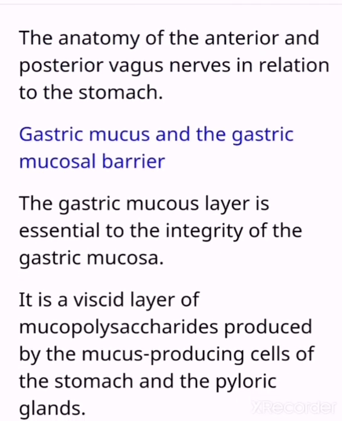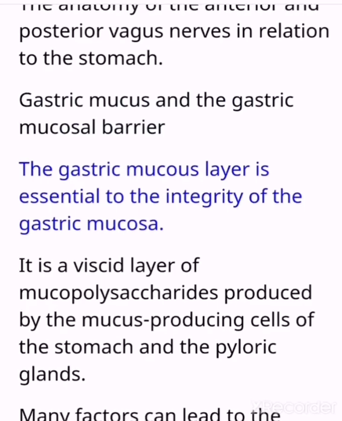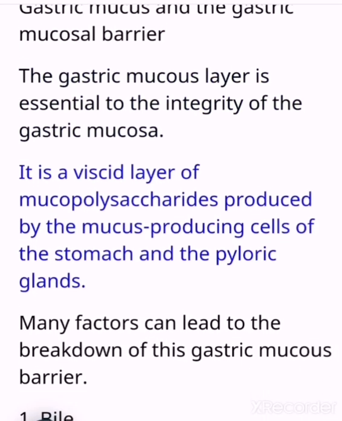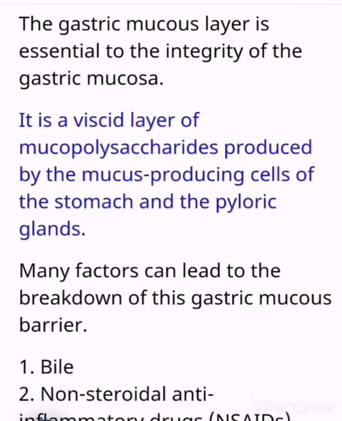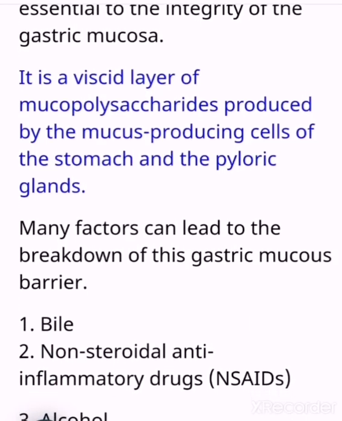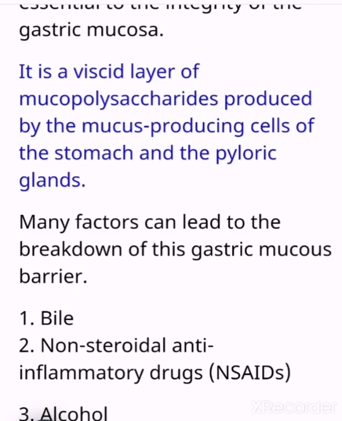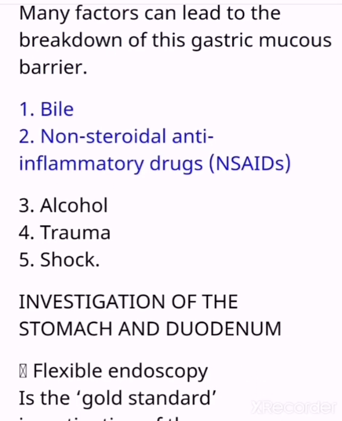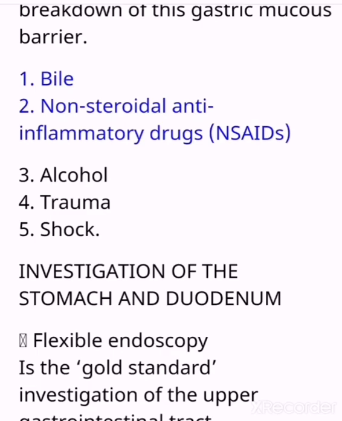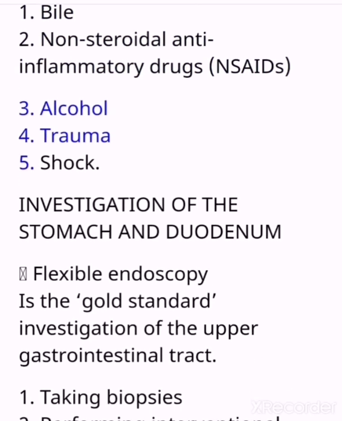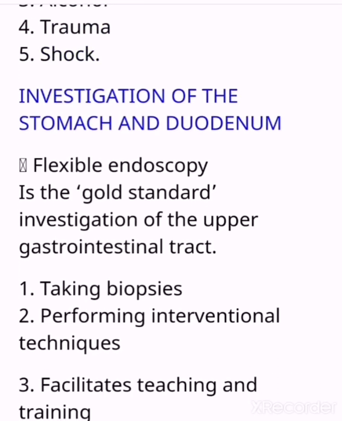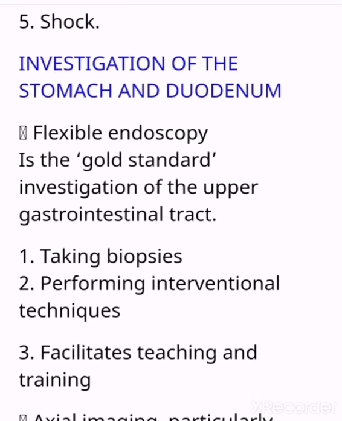Gastric mucus and the gastric mucosal barrier. The gastric mucus layer is essential to the integrity of the gastric mucosa. It is a viscid layer of mucopolysaccharides produced by the mucus-producing cells of the stomach and the pyloric glands. Many factors can lead to the breakdown of this gastric mucus barrier: 1. Bile. 2. Non-steroidal anti-inflammatory drugs, NSAIDs. 3. Alcohol. 4. Trauma. 5. Shock.